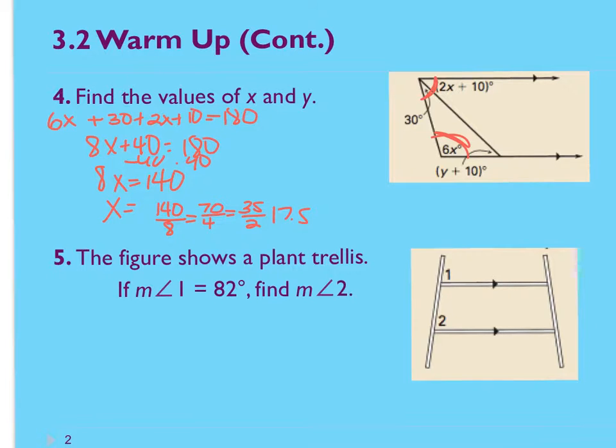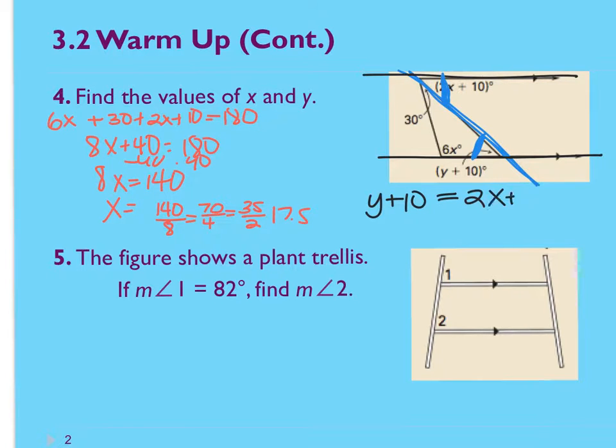Now, what kind of relationship can I form for y? If y is here, y is along this transversal, right? So like I said yesterday, sometimes you've got to ignore some lines to see the other relationships going on. So this is alternate interior with this. Everybody see that? So what's true about y plus 10 and 2x plus 10? They're equal. y plus 10, 2x plus 10, and now we know what x is.